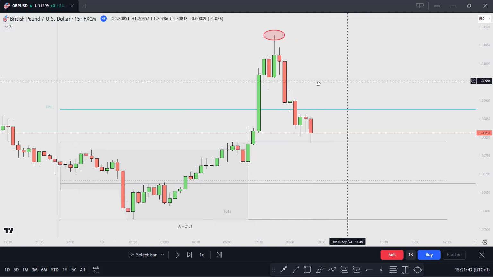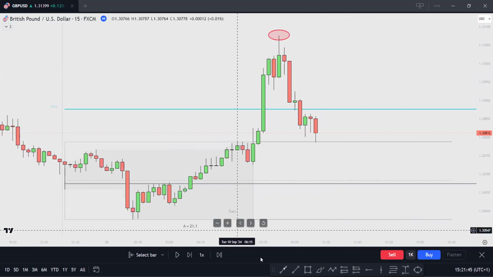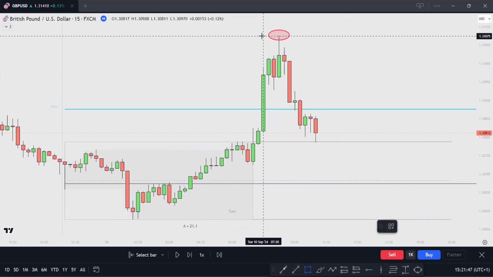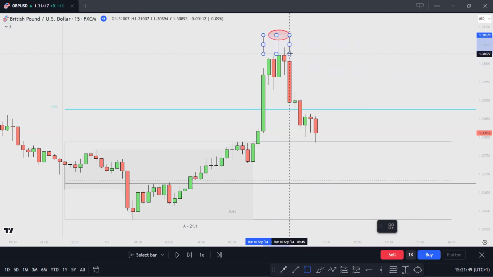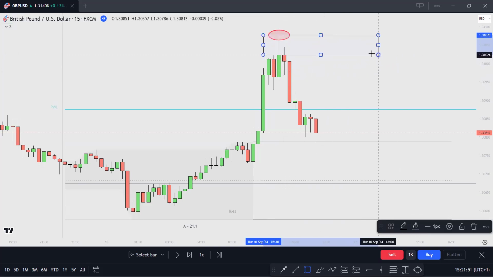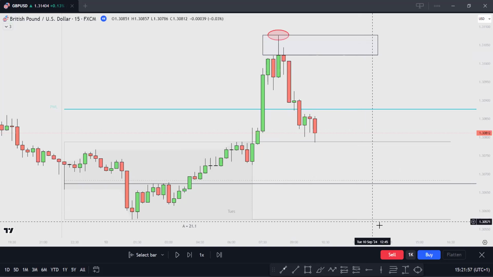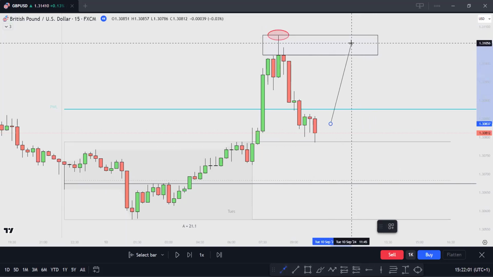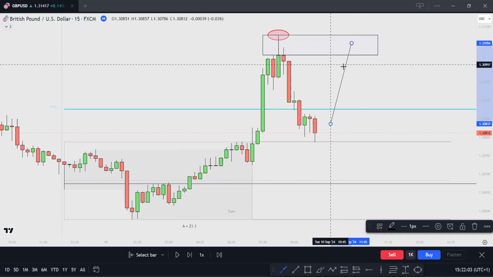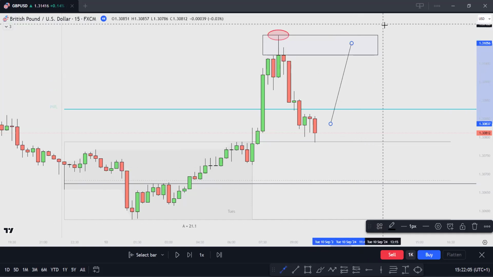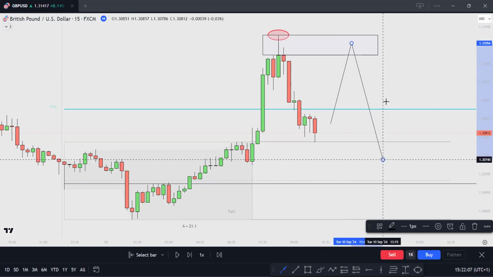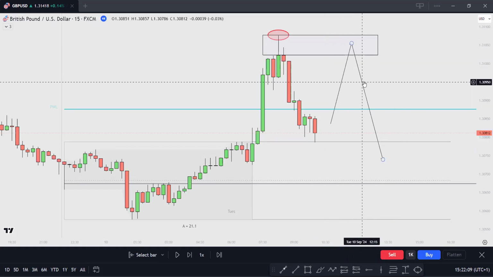This is the highest point for the day. What I usually do is I draw a box from the top of the wick to the body of the candle. So I draw a box here. This is my entry zone. So if price comes back to this box and gives me rejection, some candlestick patterns that indicate rejection, then I'm going to take this trade back down. So that's going to be my second leg.